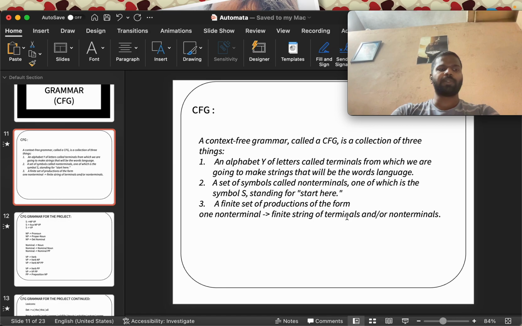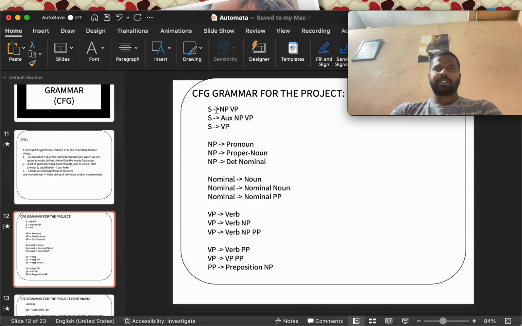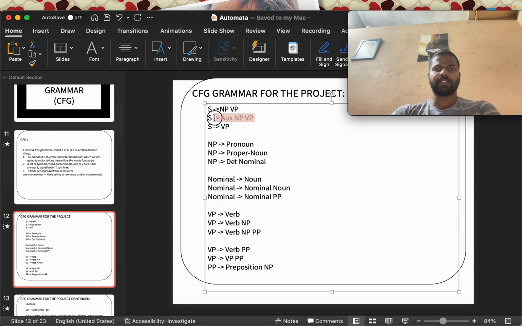The grammar that I am using in this project, CFG, here the first statement, S. This rule states that the sentence S can consist of a noun phrase followed by a verb phrase. It represents a basic sentence structure. This rule allows for the presence of an auxiliary verb in the sentence in addition to the noun phrase and the verb phrase. It accounts for sentences with auxiliary verbs like is, has, etc. This rule here represents sentences where the subject is omitted and only a verb phrase, VP, is present. It covers cases like imperative sentences or sentences where the subject is implied.